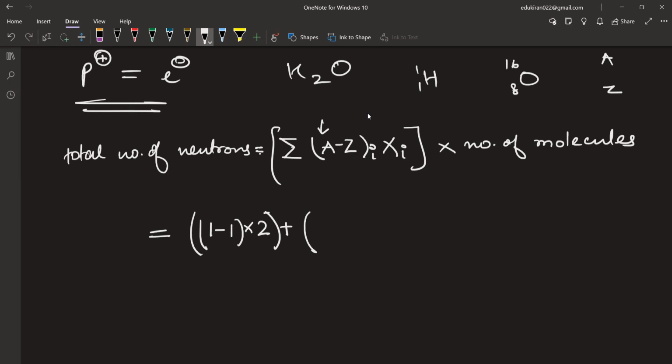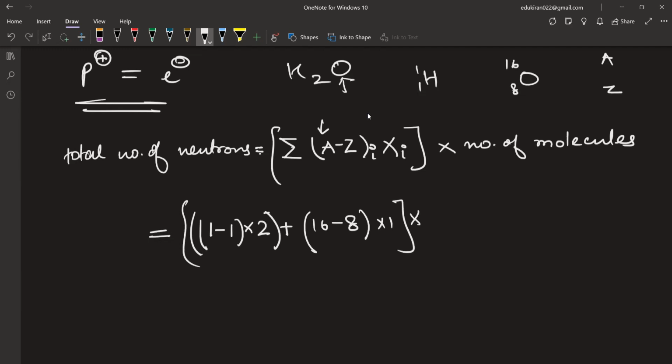What is the atomic mass of oxygen? It is 16. Sorry. It is 16 minus 8, my atomic number, times how much? Times 1, because we have only 1 atom of oxygen. Then I will multiply this whole thing. I'll multiply this whole thing with what?